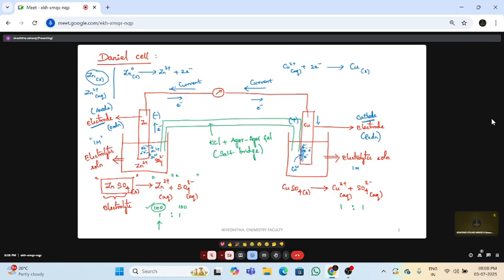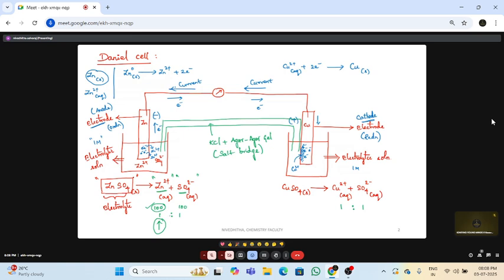Initially, the concentration of Zn2+ ions and the concentration of SO4 2- ions, that is, the concentration of cations and anions, were equal, and it was neutral. But during this oxidation process, the number of cations inside the solution is getting increased. So neutrality was disturbed, right?